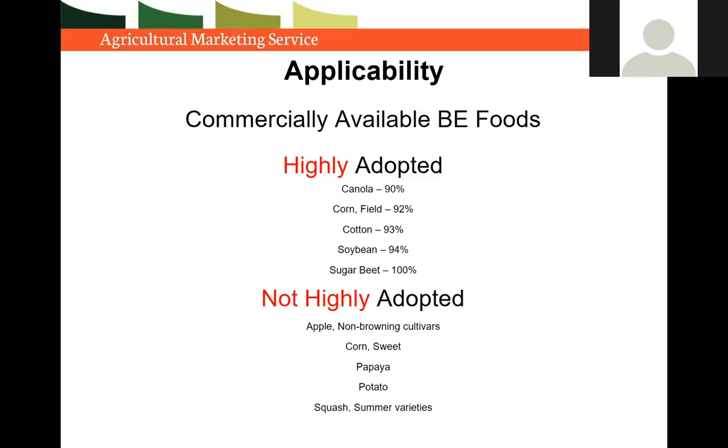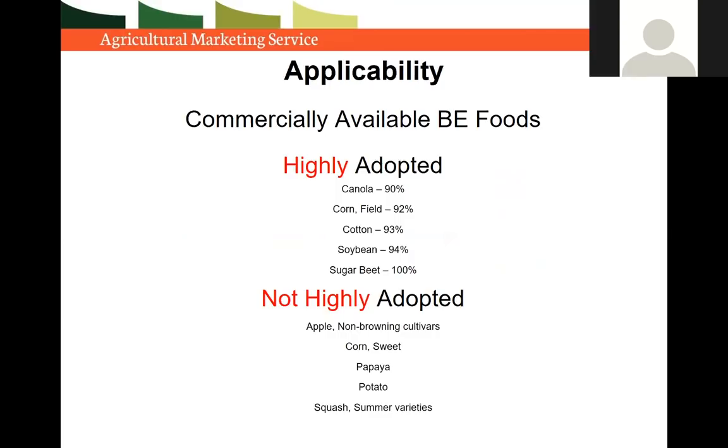The second list consists of commercially available BE foods with an adoption rate of less than 85% in the United States. To compile the proposed lists, AMS considered data reported by USDA's Economic Research Service, data published by the International Service for the Acquisition of Agribiotech Applications, and FDA's list of biotechnology consultations on food from GE plant varieties. The foods on the proposed initial lists are included in FDA's list of biotechnology consultations on food from GE plant varieties, produced anywhere in the world, and are commercially available for retail sale in the United States.